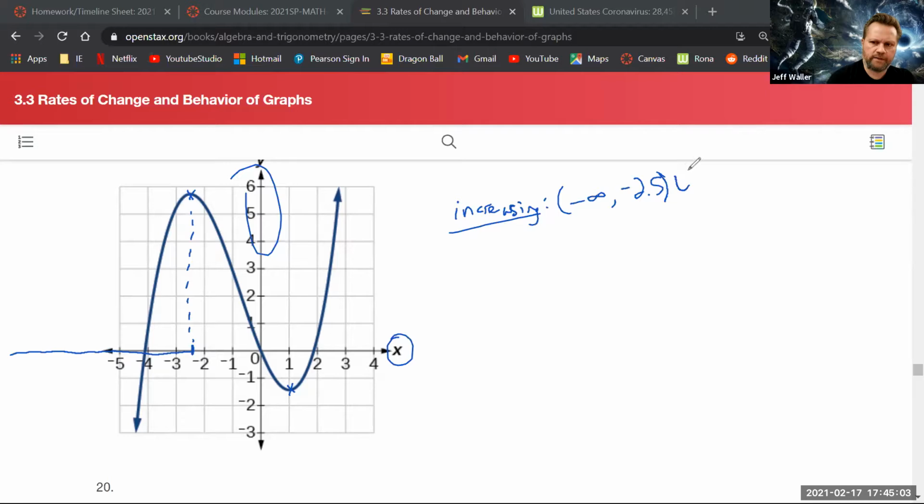And where else is it increasing? Where's the other turning point? Of course, it's here. So it's increasing from 1 to infinity. It keeps going, it keeps increasing to infinity.